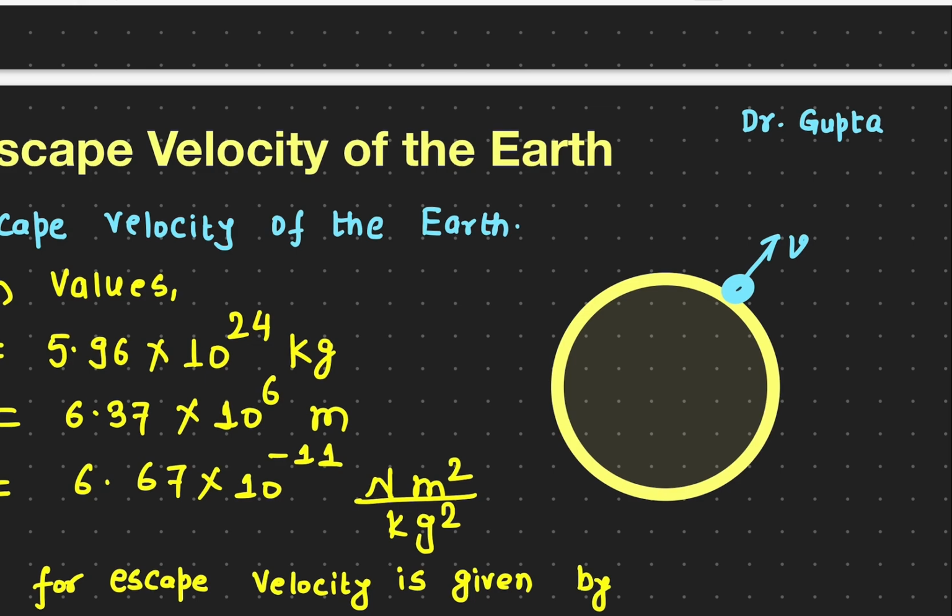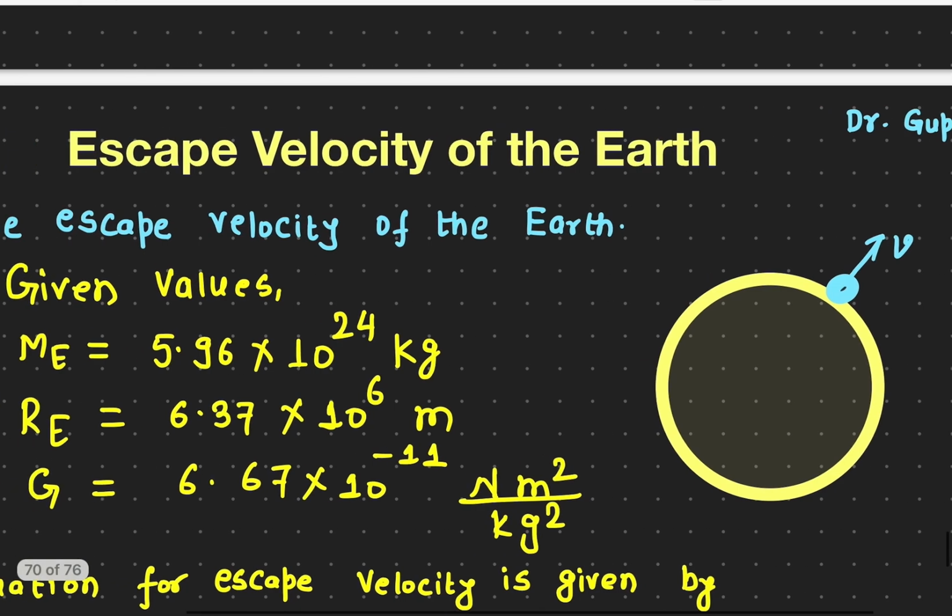And if we throw an object at greater than 11.2 kilometers per second, or let's say 15 kilometers per second, then it can keep going forever and ever, and will never return back to the Earth's surface. So the escape velocity of the Earth is the minimum speed at which, if an object is thrown upward, it will never return to the Earth's surface. And here, when we do the calculation, we'll completely ignore the atmospheric friction.